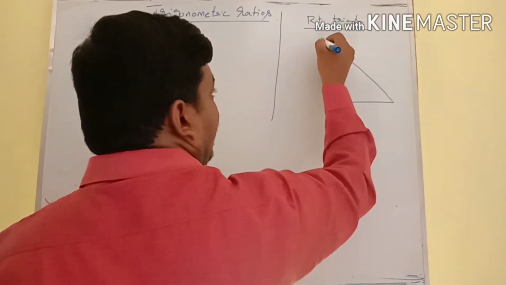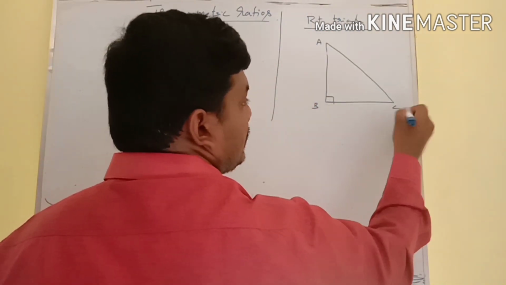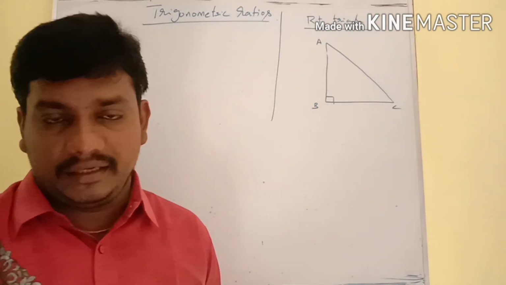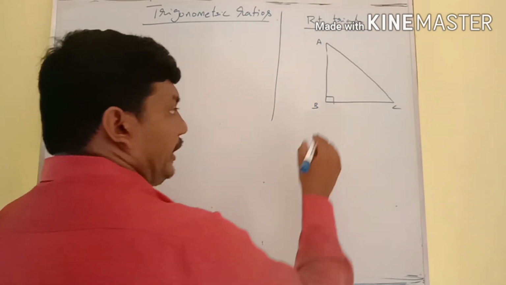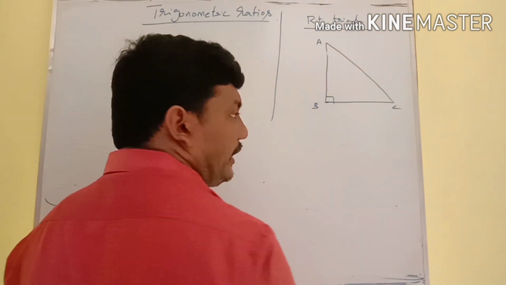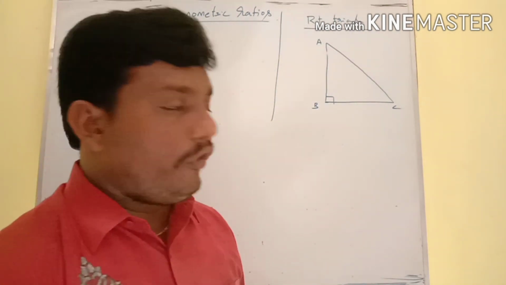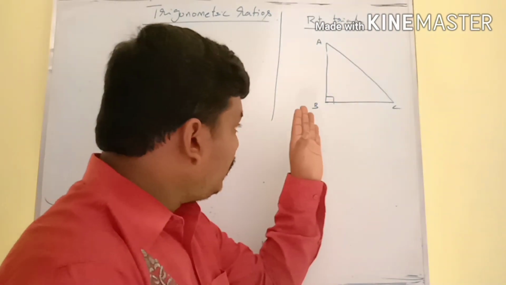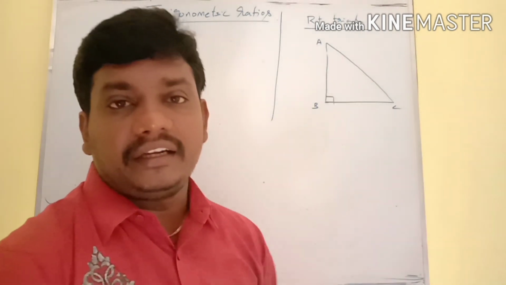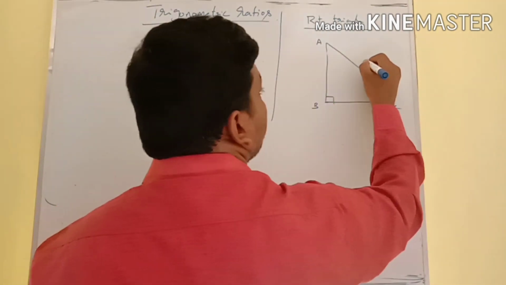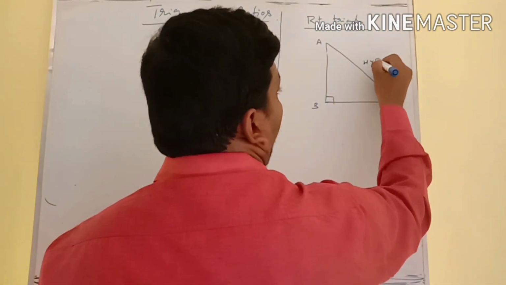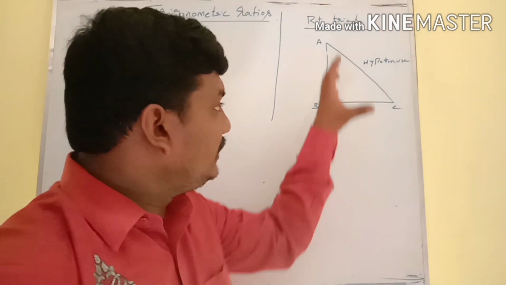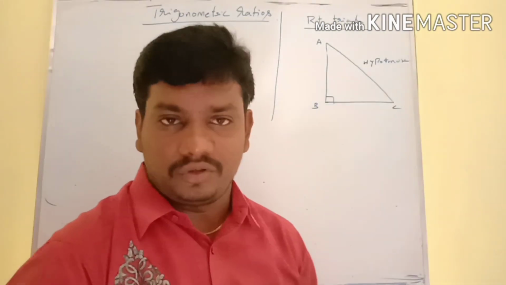Let me consider ABC as a right angle triangle, where angle B is equal to 90 degrees. When angle B is 90 degrees, the hypotenuse is the side opposite to the 90 degrees, that is AC. This side has a fixed name, hypotenuse.